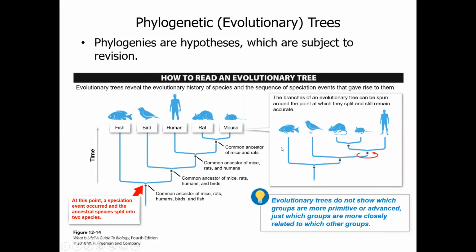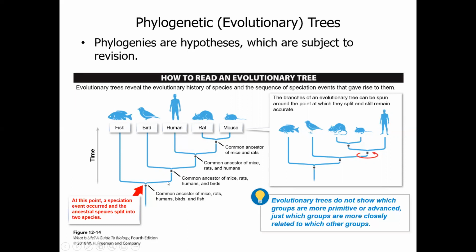So on the left right here, we have a phylogenetic tree. A couple things to point out. These dots right here represent nodes. So nodes are areas where evolution occurs and there's branches coming off of them. So as we see at this node right here, we have a branch coming off that is our fish group, another branch leading off to another node that then leads on to the birds, to another node that leads on to the humans, to another node that leads on to rat and mouse.